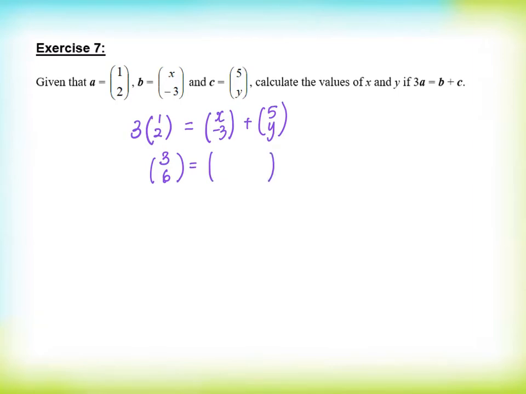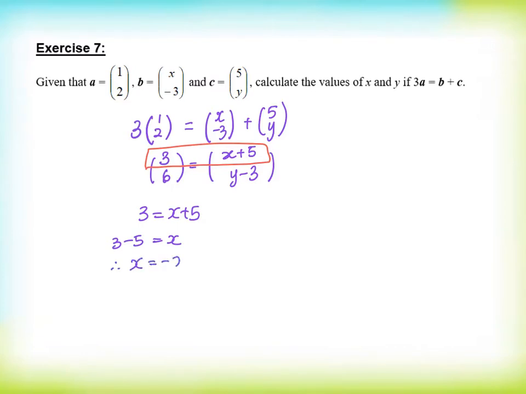I'll have the x with the x number, so it's x plus 5. Y with the y number, that will be y minus 3. Now, taking a look at all the x terms. So x with x, that will give me 3 equals x plus 5. And therefore, x will be equal to 3 minus 5, negative 2. Let us now look at the y values. I will have 6 equals y minus 3. So y equals 6 plus 3. Y equals 9.